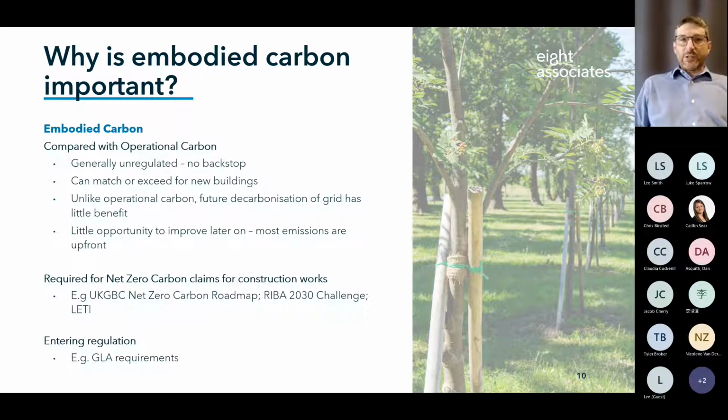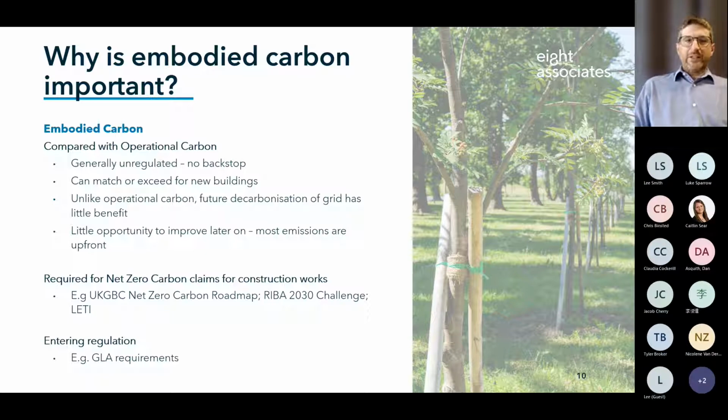And in newer buildings that have got high energy performance, as I've touched upon, it can well be that embodied carbon emissions are equal to or can exceed the operational, particularly on buildings with very good levels of energy efficiency, or buildings that don't use very much energy, perhaps like some industrial buildings.